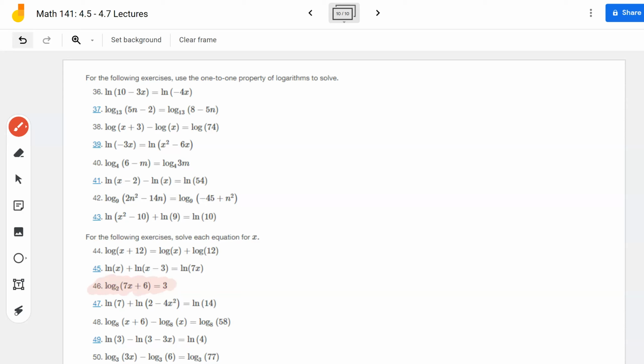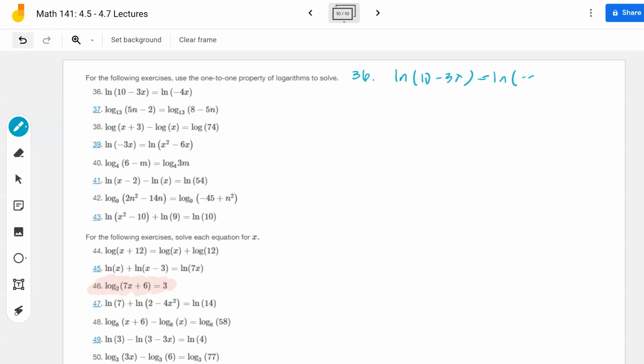Anything else that doesn't have logs anywhere? Yeah, these are a little boring to me, because honestly, we'll just go ahead and grab a couple of these. Something like 36, we can have the ln of 10 minus 3x is equal to the ln of negative 4x. This is already ripe for the one-to-one principle, right? That's even what it says, use the one-to-one property.